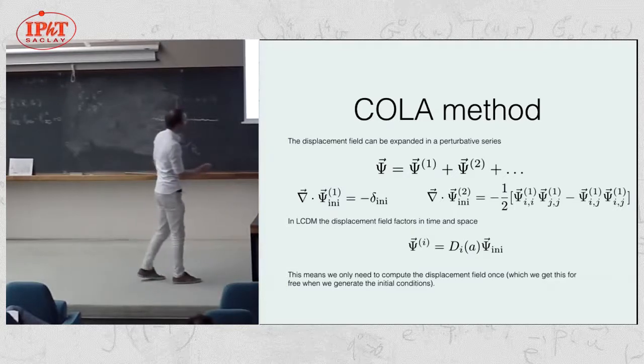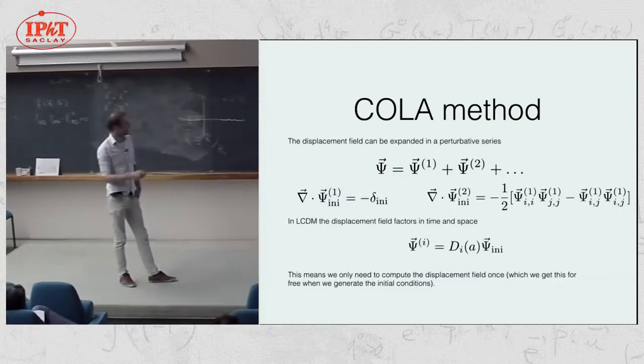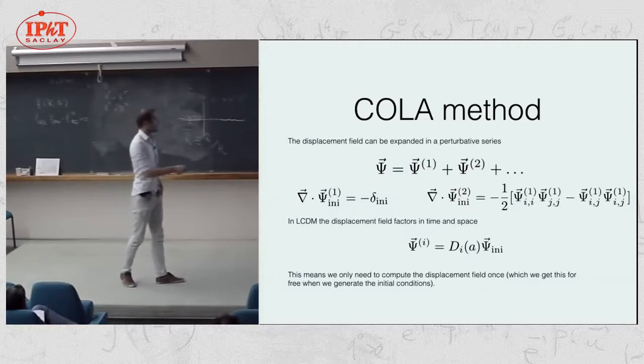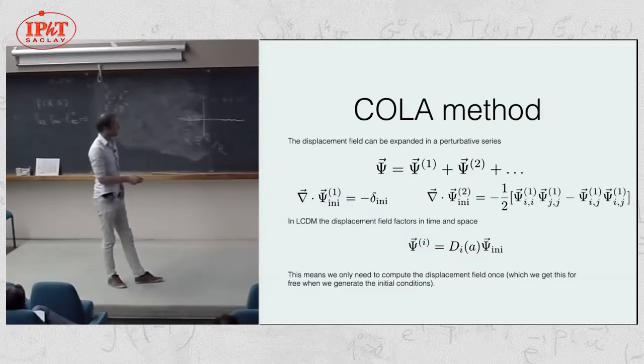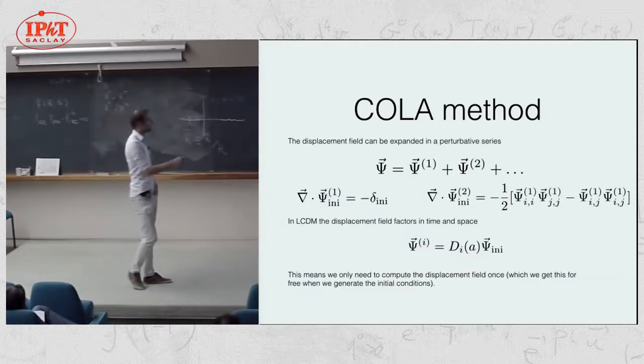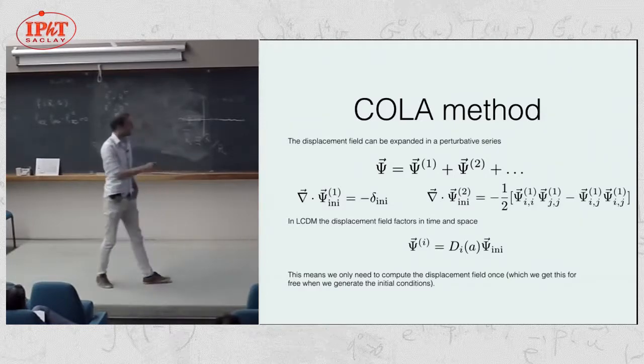This displacement field factors perfectly in time and space. So once you have computed this once, you know it at all other times. And also when you generate your initial conditions, you often use second-order Lagrangian perturbation theory, so you already know this thing. It comes for free.